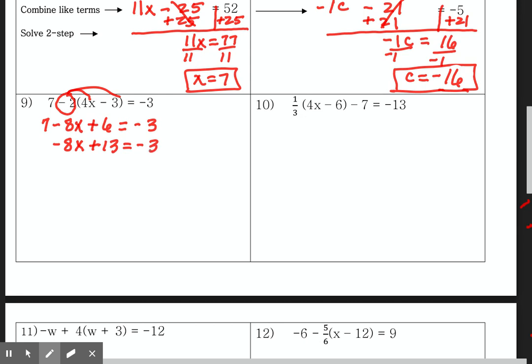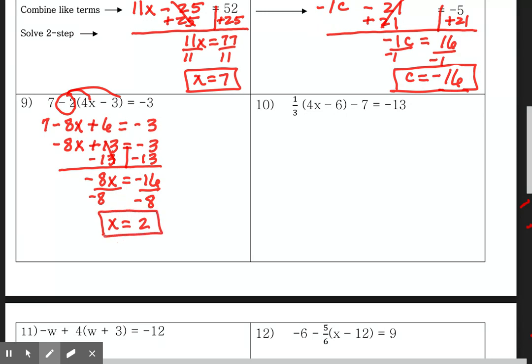All right, then we're just down to a two-step equation. We have on the left a variable term and a constant, and on the right a constant. So I'm going to get the 13 over to the other side. So I have a -13 here and a -13 there. So -8x equals, same signs, add and keep. Then we're going to divide both sides by -8. So -16 divided by -8 is +2.